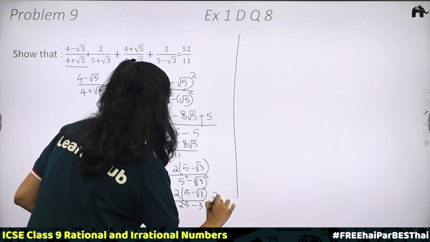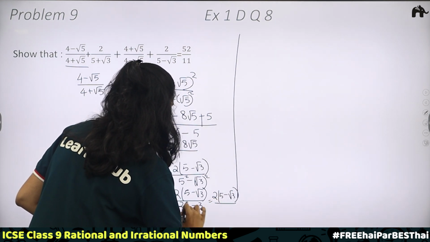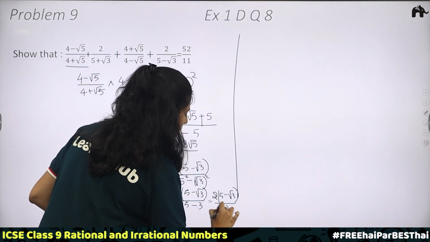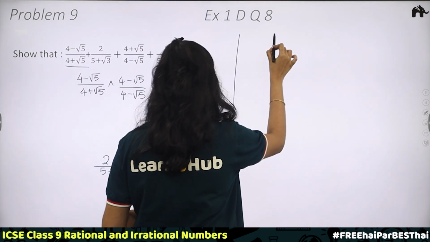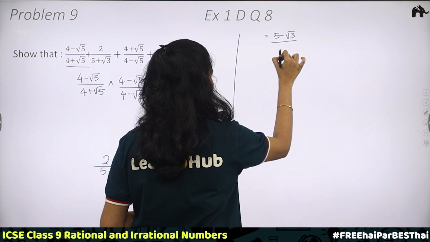So you will be getting 2 into 5 minus root 3 divided by 25 minus 3, which is 22. So this 2 and 22 can be cancelled, you get 11. So you will be getting 5 minus root 3 divided by 11.